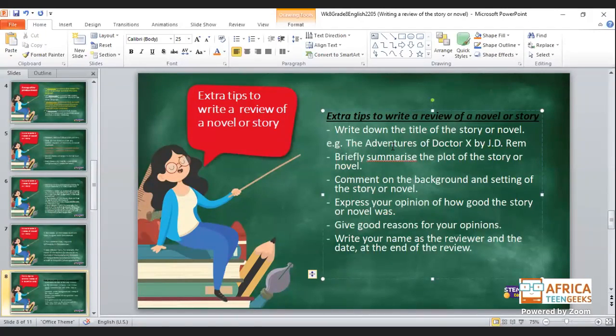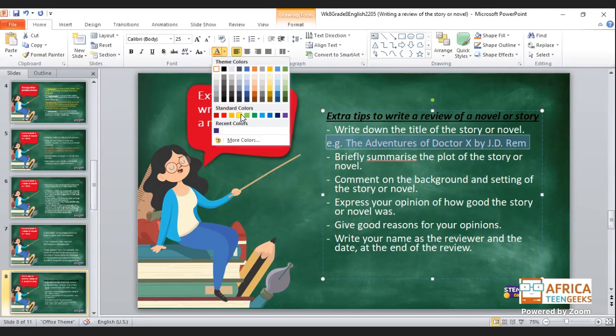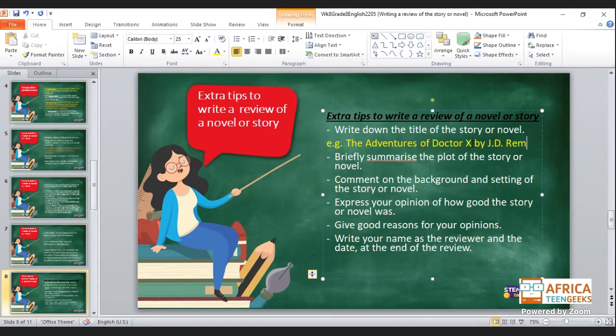I just made it up from my own head. I don't want anybody saying I looked for The Adventures of Dr. X and I couldn't find it. So, guys, this is the name of the book. Let me write it in bold. And that is the author. So it is something like that.